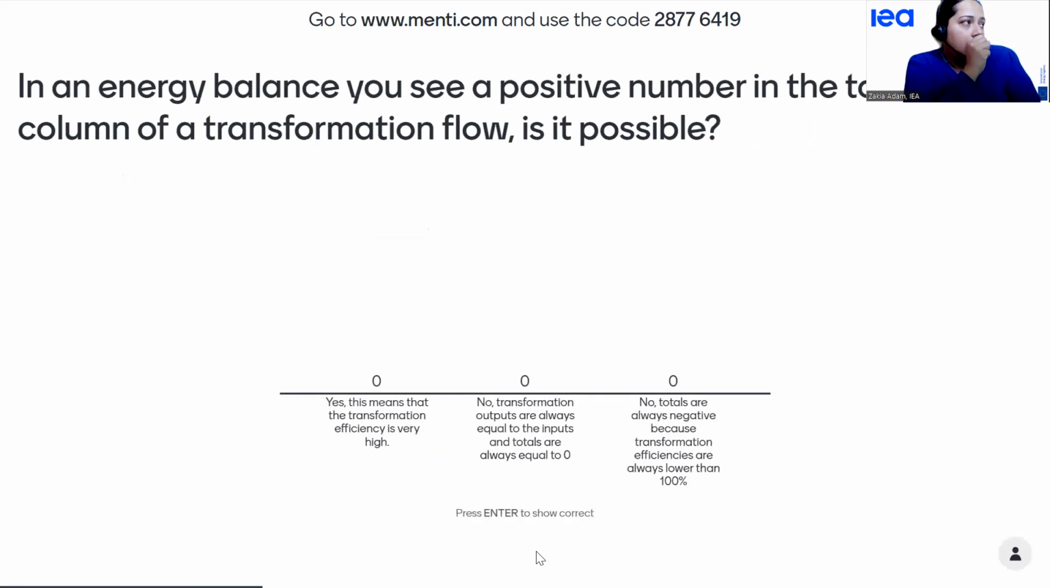Next question. In an energy balance, you see a positive number in the total column of a transformation flow. Is it possible? So try to think of the energy balance table. You have your different columns for each flow, and then you have this total column, which is the sum of the flows.